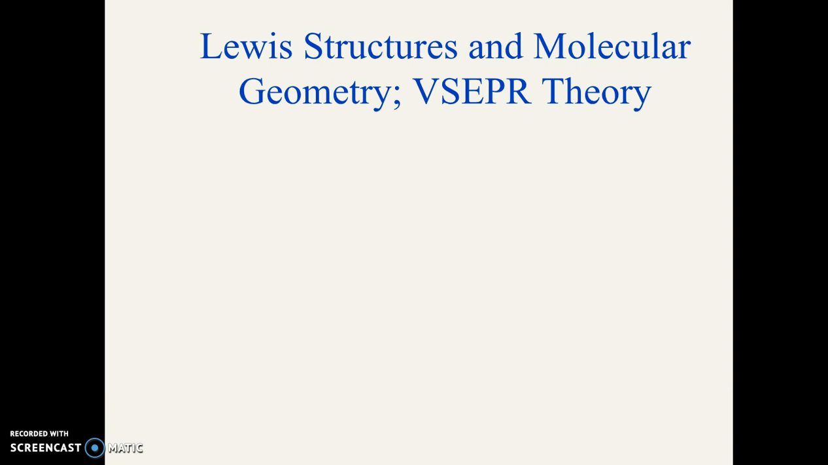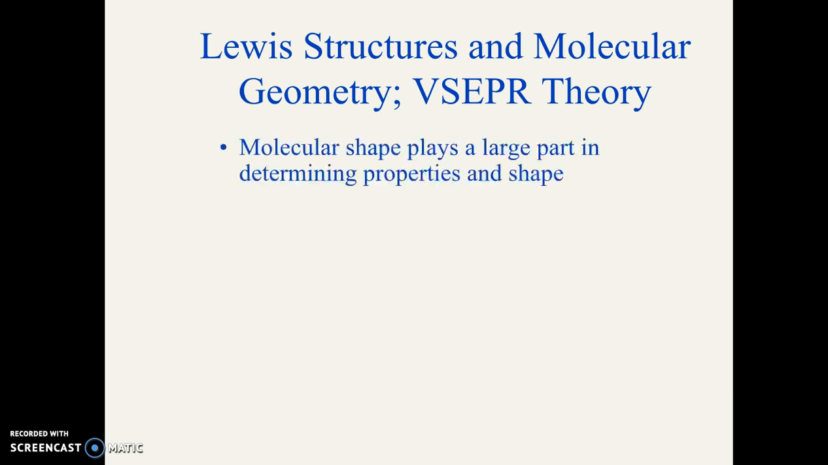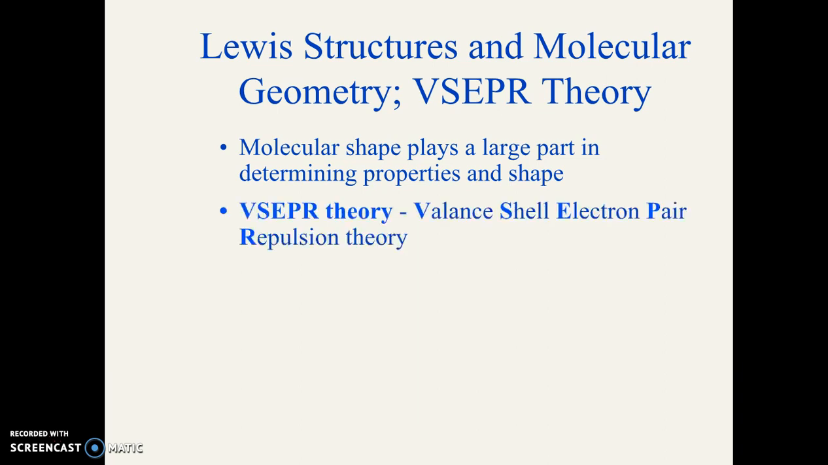So this is going to be Lewis structures and molecular geometry, the VSEPR theory, and you're going to see what VSEPR stands for in just a minute. So molecular shape plays a large part in determining the properties and the shape of an overall compound or the shape of a substance, a whole bunch of molecules bonded together, kind of what overall shape and what overall properties they have. So what is VSEPR theory?